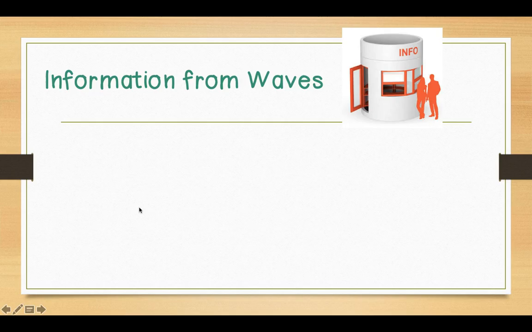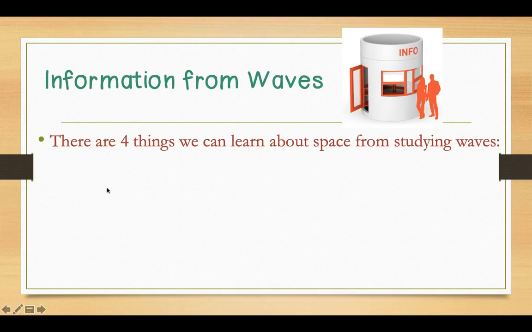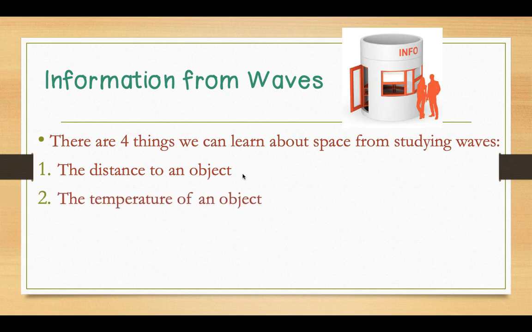Okay. All right. So the last piece of this is, we observe waves from space. They come down to Earth. What information can we get from those waves? There are 4 things we can learn about space from studying waves. One is the distance to an object. So when you hear someone say that something is 500 million miles away, that is based on actual observations of things from space. The temperature of an object.